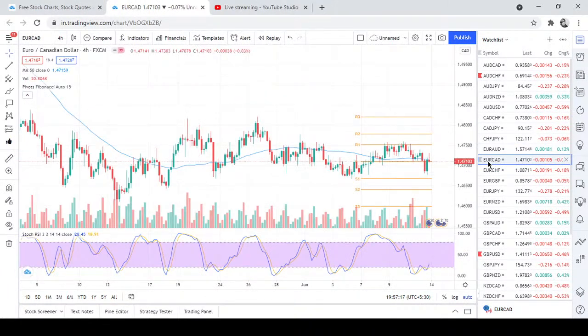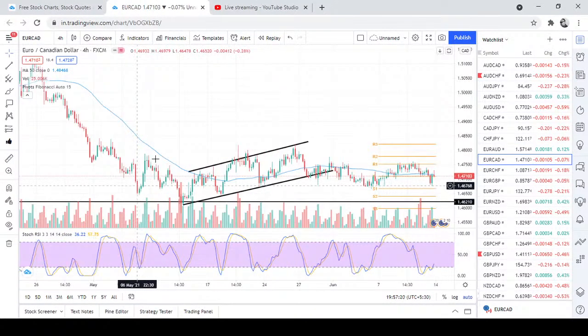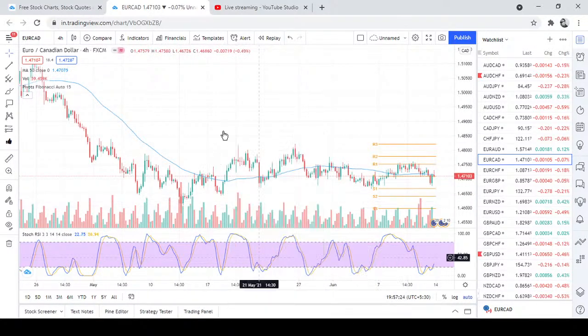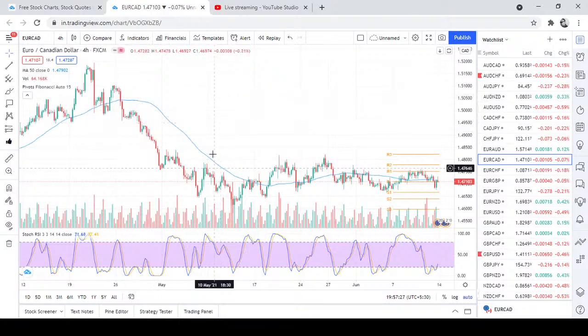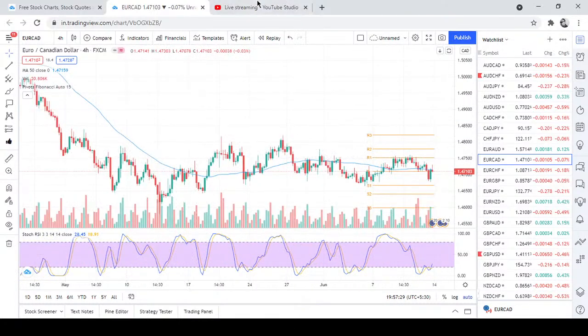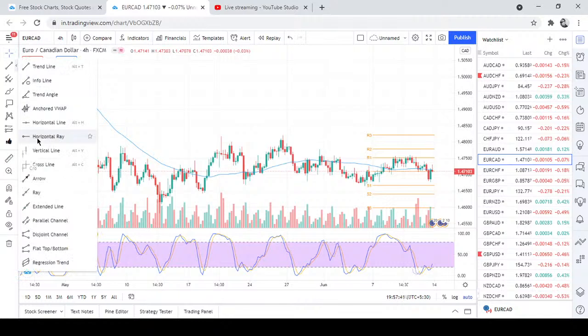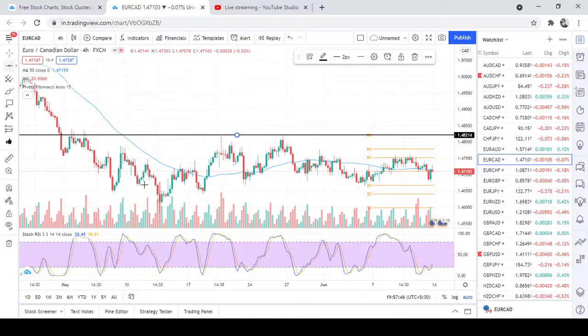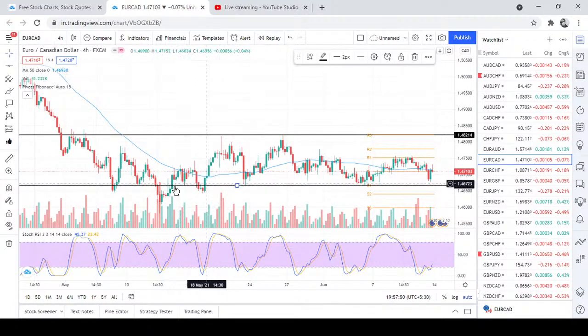Euro Cad. Let me remove the drawings. Overall downtrend, but right now the market is in a range. Almost all the markets are in a range. This market is also in a tight range here. So we have got levels here. This is the resistance for us. And do we have a good support here? Yes, we have got this support here.